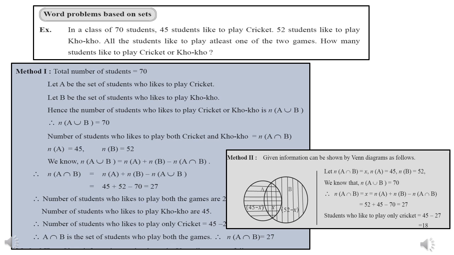Now I can also find the number of students who play only Kho-Kho. What will we do? 52 minus 27 will give me the number of students who play only Kho-Kho. Clear? So you either find the number of students who play only cricket or only Kho-Kho. Are both the methods clear to everyone? In both methods we are using the same formula. The only difference is the Venn diagram.